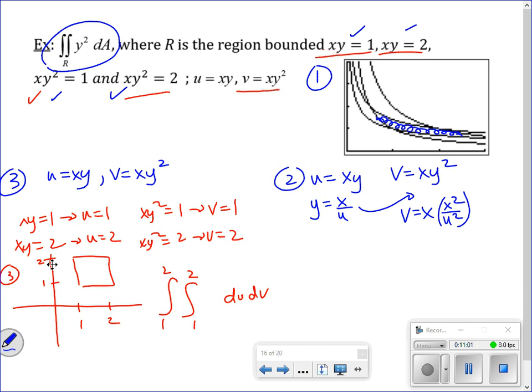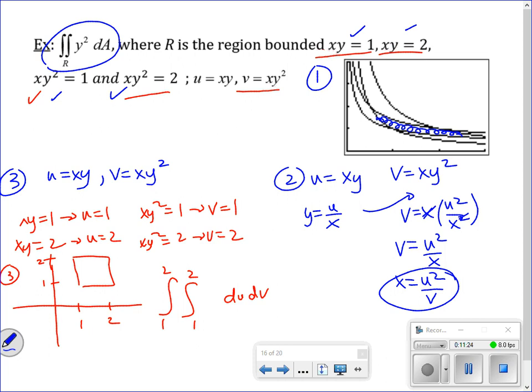Oh, I had that backwards. Y equals u over x. Sorry about that. So that changes this to u squared over x squared. So that means one of my x's goes away, so v equals u squared over x. So that means that x equals u squared over v. And there's one equation.